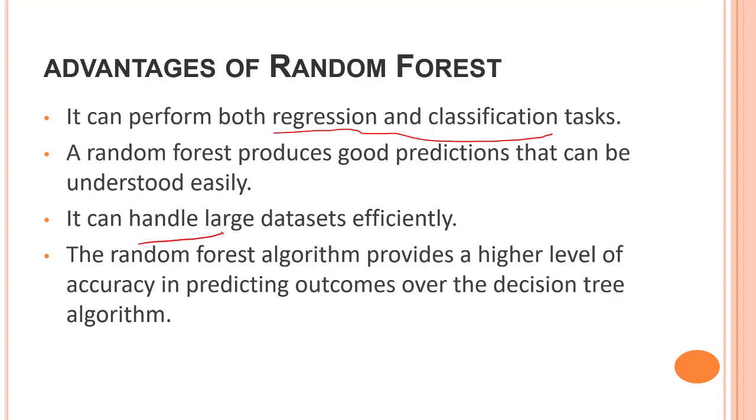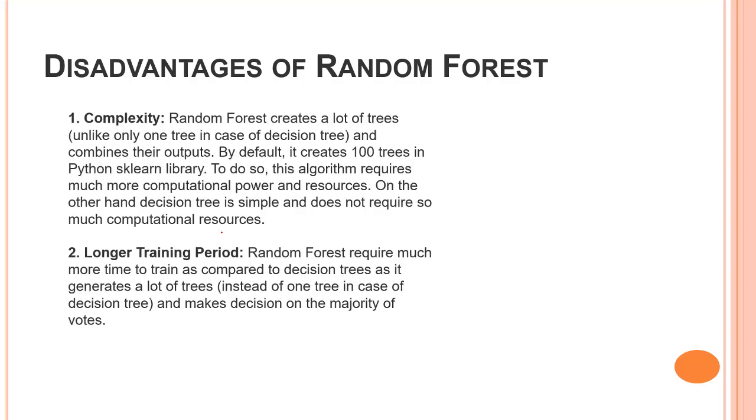Now you know that one coin has a head and a tail, so there are two faces to a coin. If there are advantages, there will always be some disadvantages, so let's look into the disadvantages. The complexity of the algorithm is much higher when we have more than 100 trees. By default, there are 100 trees. To do so, the algorithm requires high computation power and resources, so it takes a lot of time to execute a random forest algorithm. It has a longer training period, and the complexity of the program also increases.